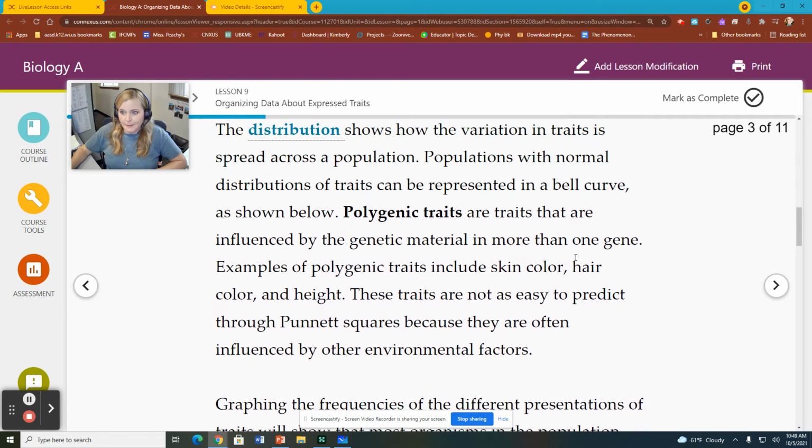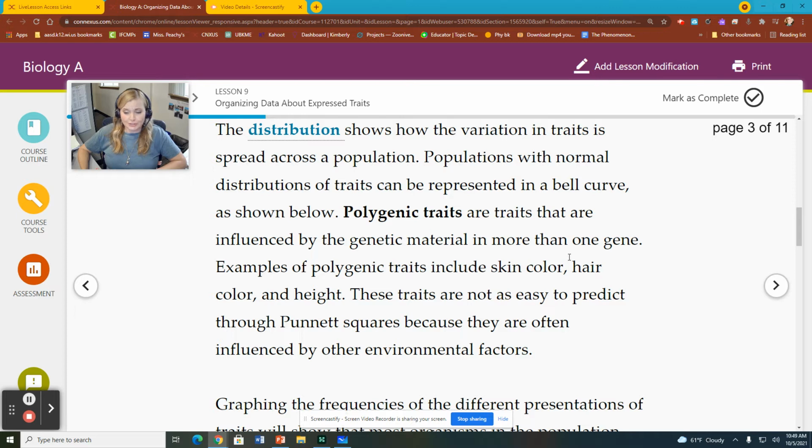It also talks a little bit about polygenic traits. Polygenic traits are traits that are influenced by genetic material in more than one gene. So not all traits are caused by single genes. In fact, I would say most traits are caused by multiple genes. We often just study traits that are caused by individual genes because they're easier to study. Polygenic traits are caused by more than one gene. Examples would include skin color, hair color, and height.